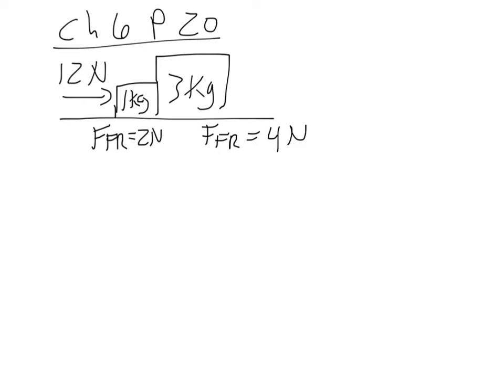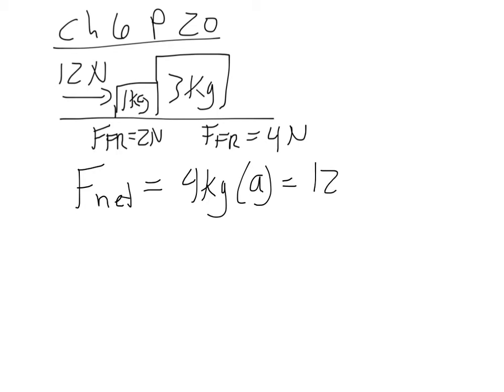So the total mass of our system is going to be 4 kilograms, so that means that F net is equal to the mass of our system, 4 kilograms, multiplied by whatever our acceleration is equal to. That equals the force that's being applied, 12 newtons, minus the friction force. You see that our total friction is 2 plus 4, which is 6 newtons of frictional force. That gives us an acceleration of 1.5 meters per second squared.